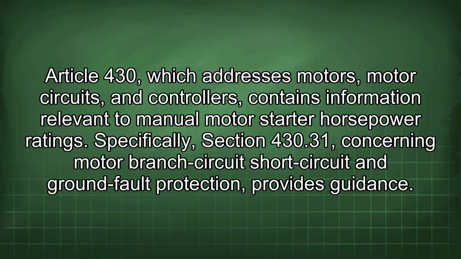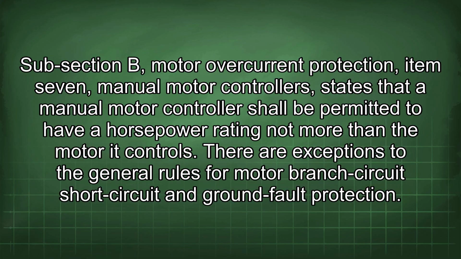Article 430, which addresses motors, motor circuits, and controllers, contains information relevant to manual motor starter horsepower ratings. Specifically, Section 430.31, concerning motor branch circuit short circuit and ground fault protection, provides guidance. Subsection B, motor overcurrent protection, Item 7, manual motor controllers, states that a manual motor controller shall be permitted to have a horsepower rating not more than the motor it controls.